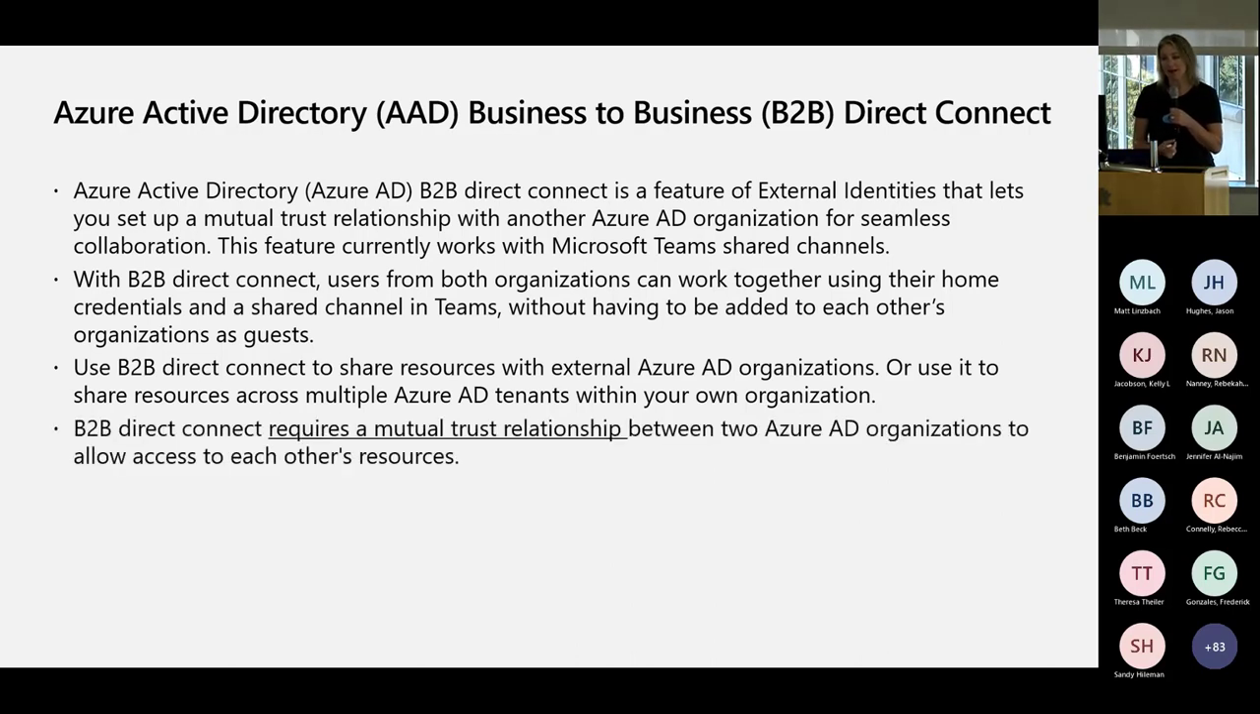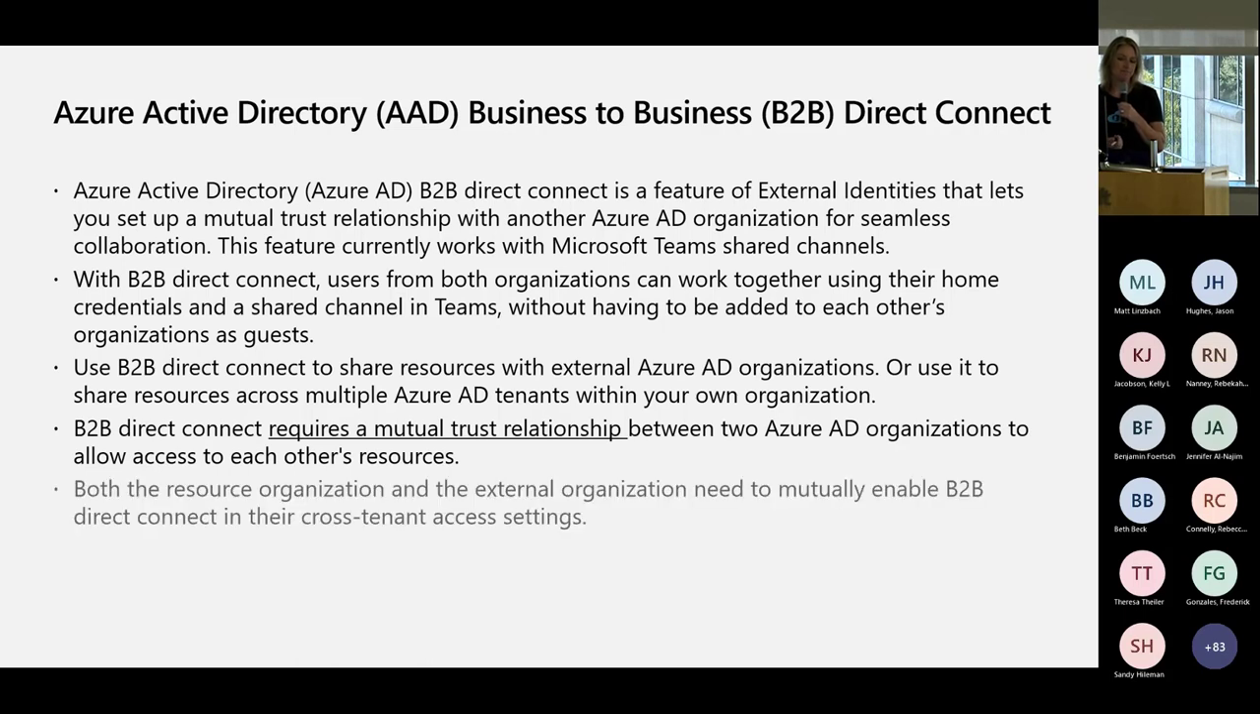Again, I'm going to reiterate, I did underline it here, it requires a mutual trust relationship between 2 or more Azure AD organizations to allow access to the resources. Both the resource organization and the external organization or organizations need to mutually enable B2B Direct Connect in that cross-tenant access setting. I highlight and stress that because it is a handshake. They open the door for you and you open the door for them. And that's the only way this will work.